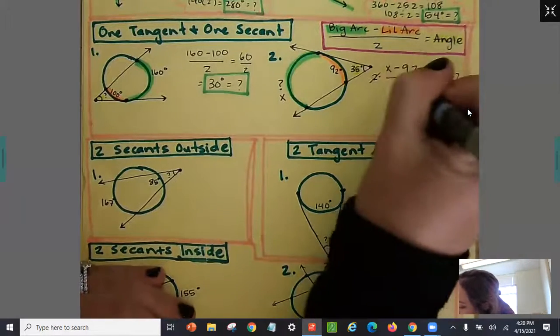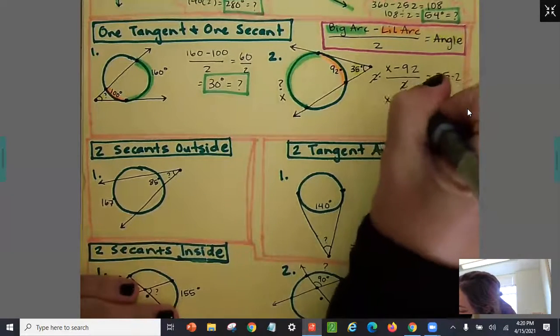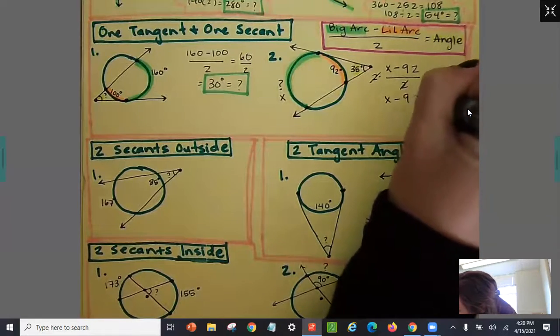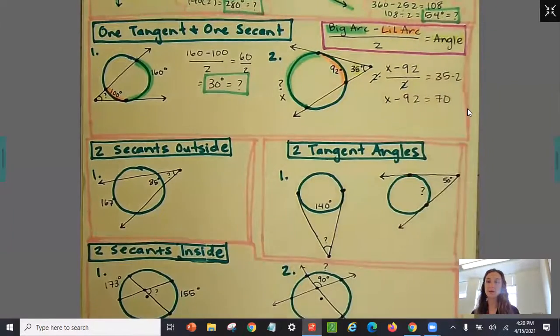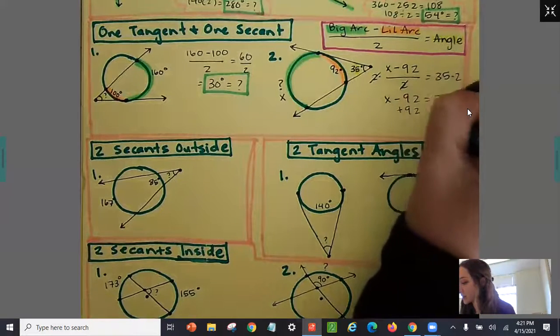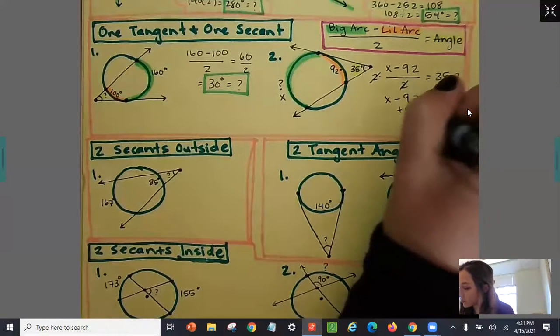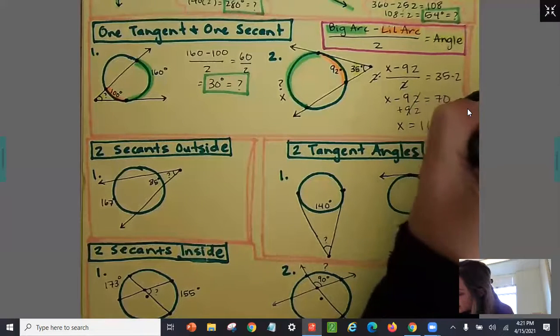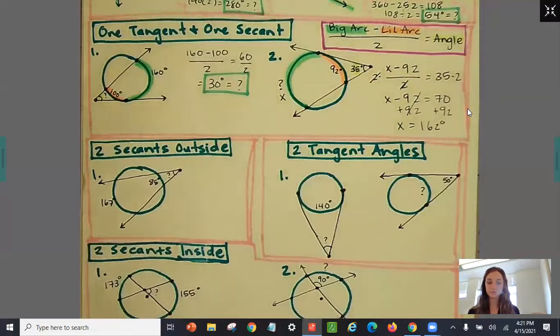So now we're going to get x minus 92 equals 35 times 2, which is 70. And now to get x by itself, we're just going to need to get rid of the minus 92 by adding 92 to both sides. And we will get x equals 162 degrees.